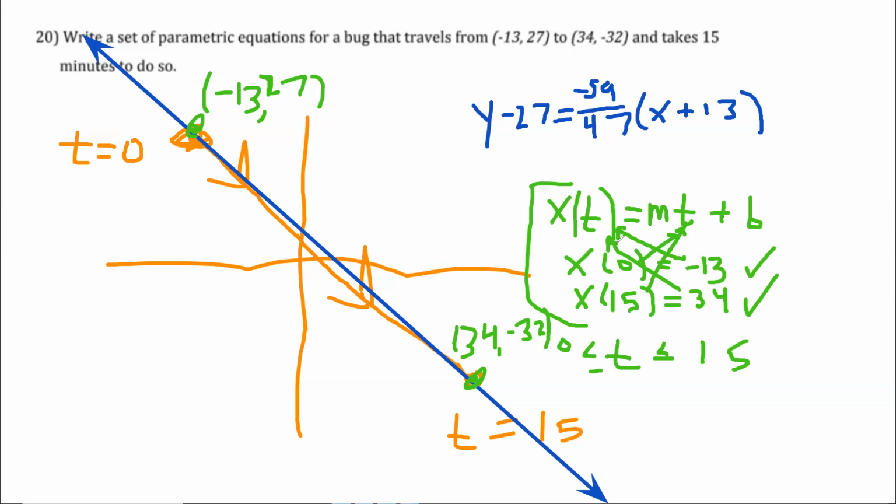So the two equations I'm going to use are negative 13 equals m times 0 plus b, and 34 equals m times 15 plus b. So I'm going to type that in the calculator now. And then I also have the blue equation written down, this one right here, because we're going to need that later.